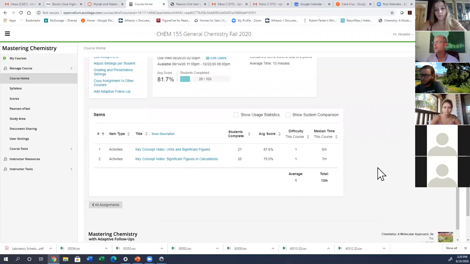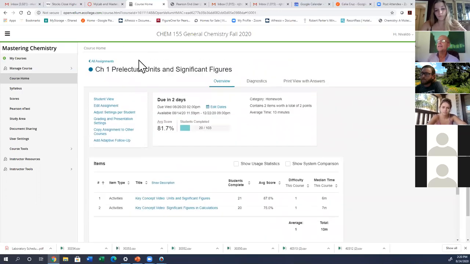Again, that goes in the gradebook, depending on how you're doing, and you could see over here that a few students have already done that, all right? So that's how you do the assignments in Mastering.